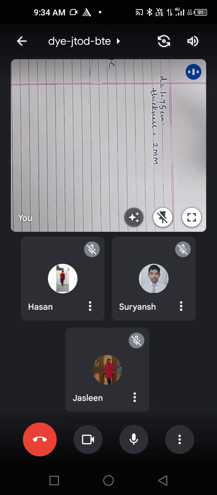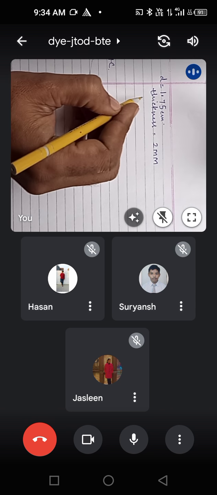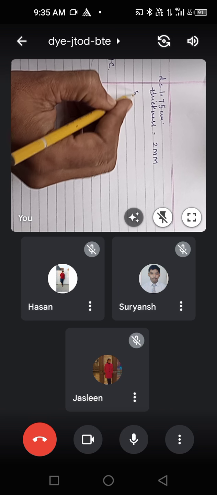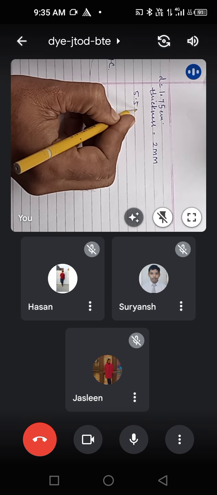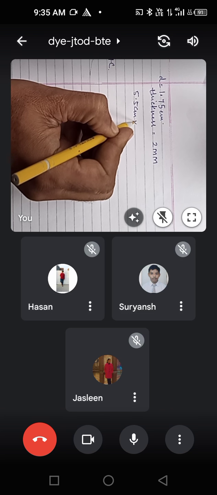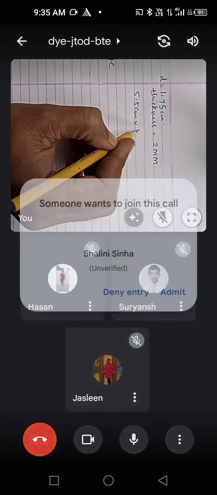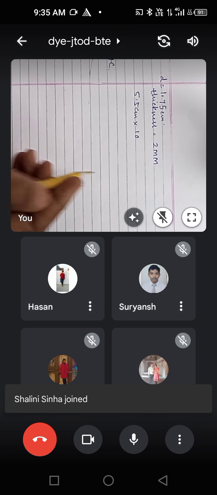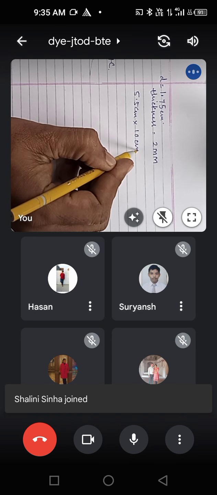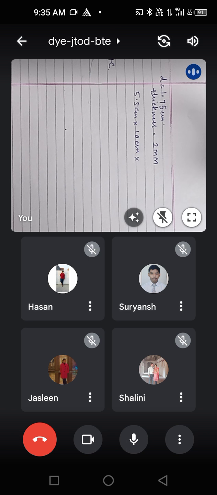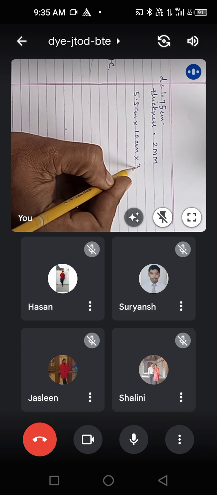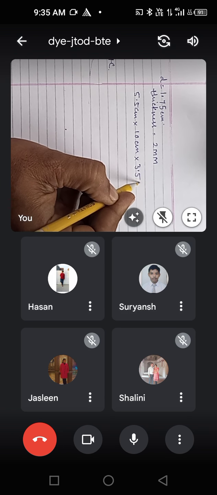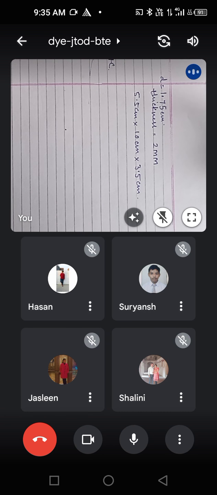The coins must be melted to form a cuboid of dimension 5.5 centimeter into 10 centimeter into 10 centimeter into 3.5 centimeter. So the question is clear, I think.